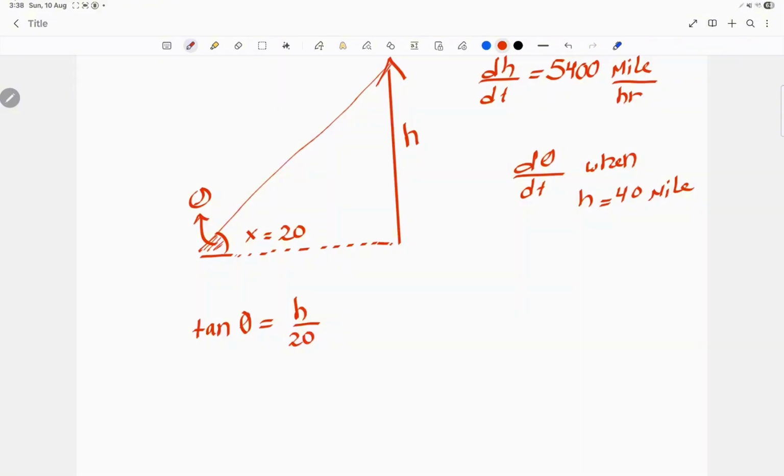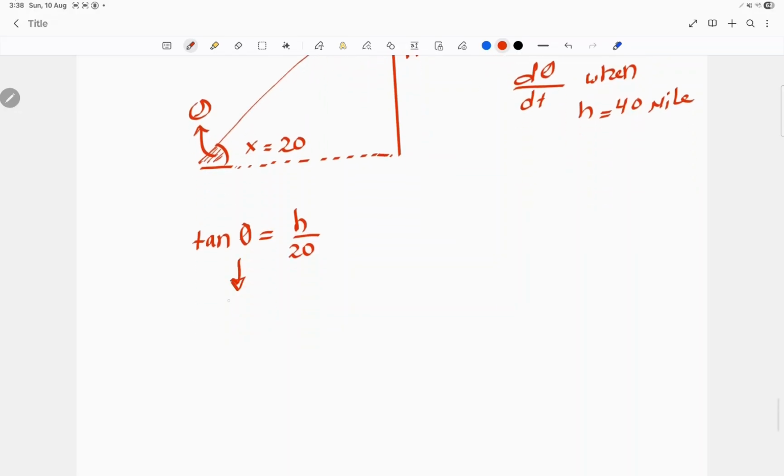But, of course, we're not going to leave it like this. We're going to have to differentiate, correct? So, if you differentiate tan, what does it become? Secant squared. If you differentiate theta, what does it become? D theta over dt. This is h over 20, meaning 1 over 20 times. If you differentiate h, what do you get? dh over dt. Okay, now we're looking for d theta over dt.